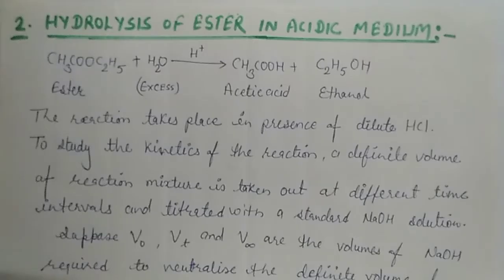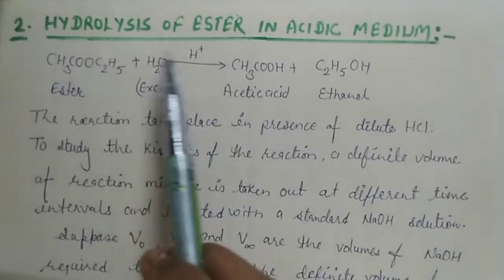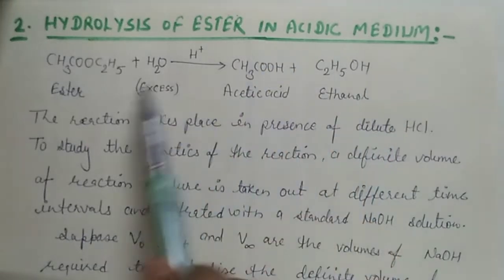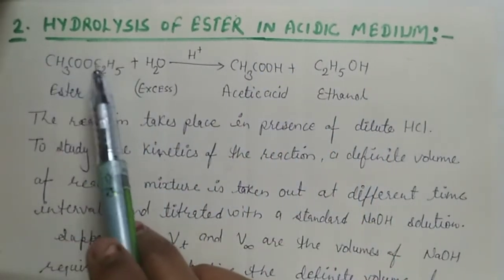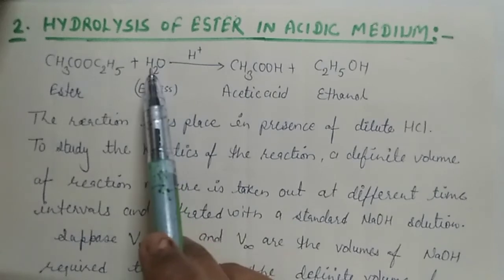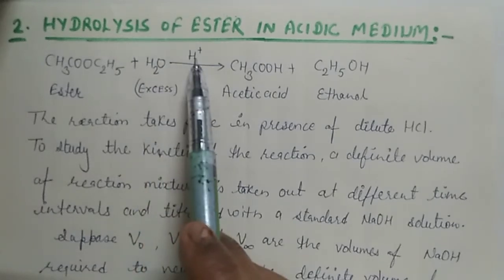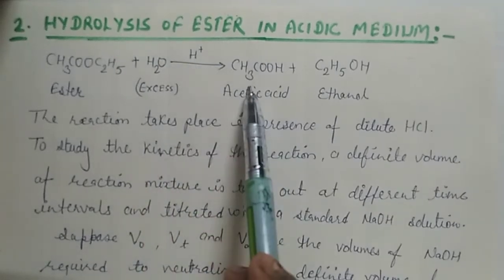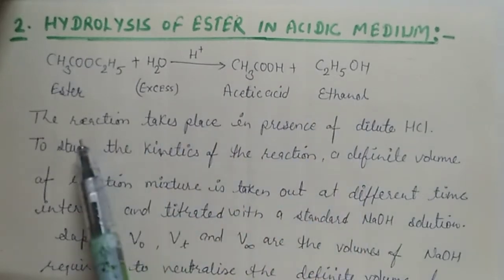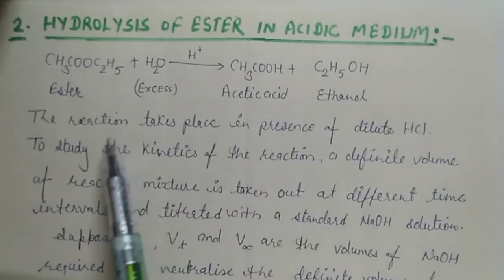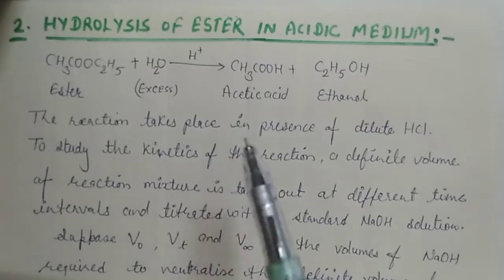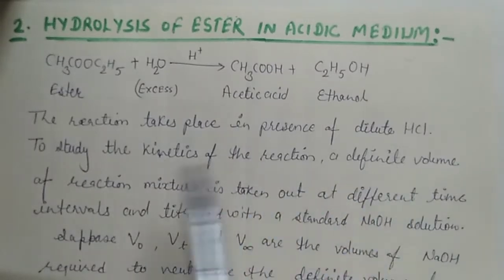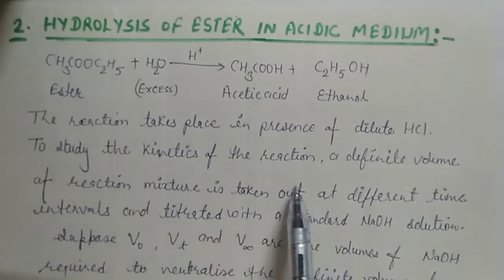Clear? The second example is the hydrolysis of ester in acidic medium. Ester means CH3COOC2H5. It is hydrolyzed in the presence of acid, or you can say HCl, and acetic acid and ethanol are produced. The reaction takes place in the presence of dilute HCl. To study the kinetics of the reaction, a definite volume of the reaction mixture is taken out.